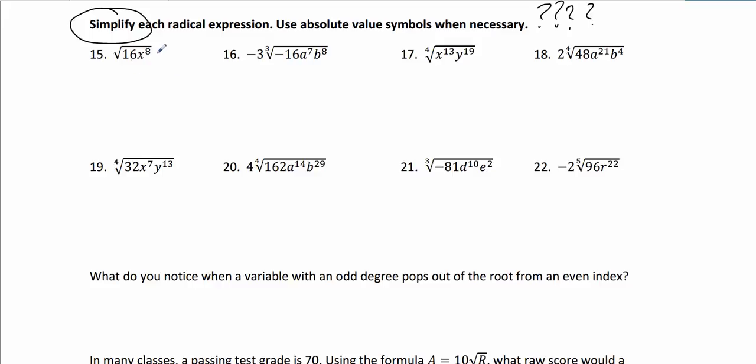Okay, so again, 16, I want to break down 16 using your prime factorization. But 16 is, remember, 2 times 2 times 2 times 2. Then we have x to the 8, and then I have my symbol there for my radical. Well, remember, what root is this? This is an imaginary 2.